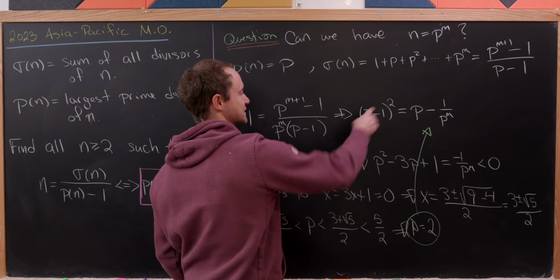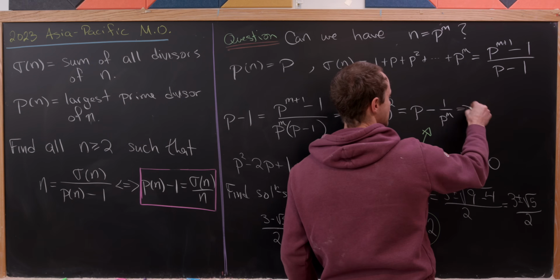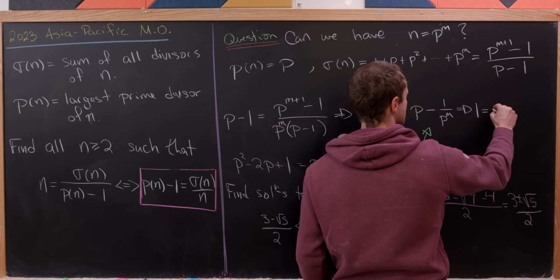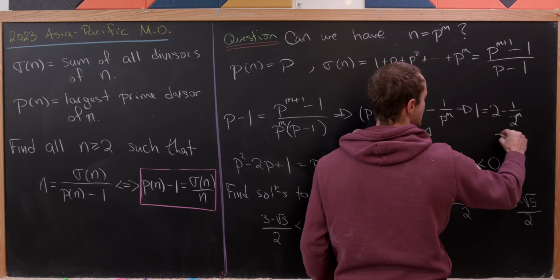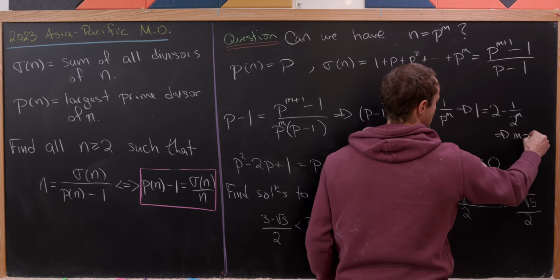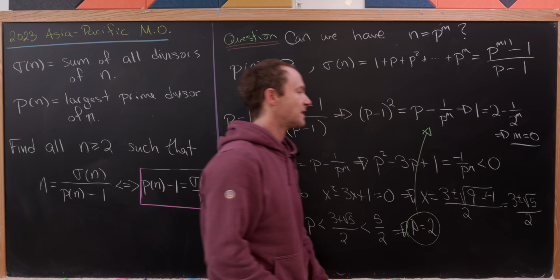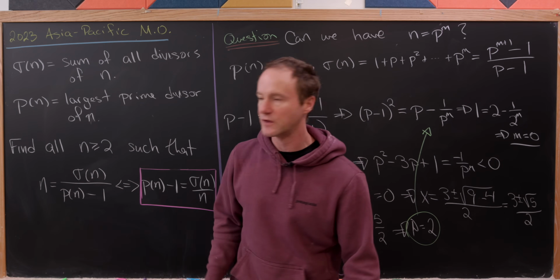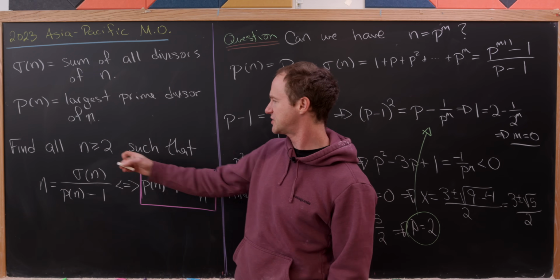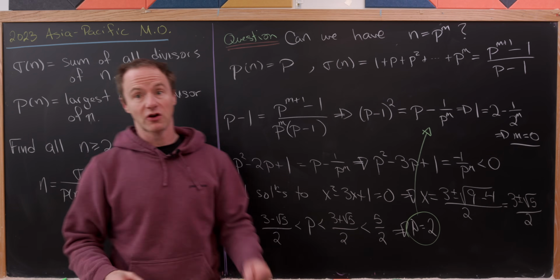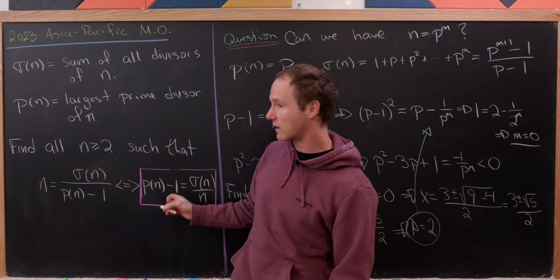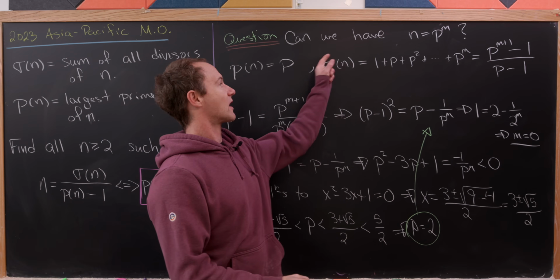So we've got 2 minus 1 squared, so that's going to be 1. So here we have 1 is equal to 2 minus 1 over 2 to the m. But observe that that only occurs if m is equal to 0. But if m is equal to 0, then we get n is equal to 1, which is in contradiction to this right here.